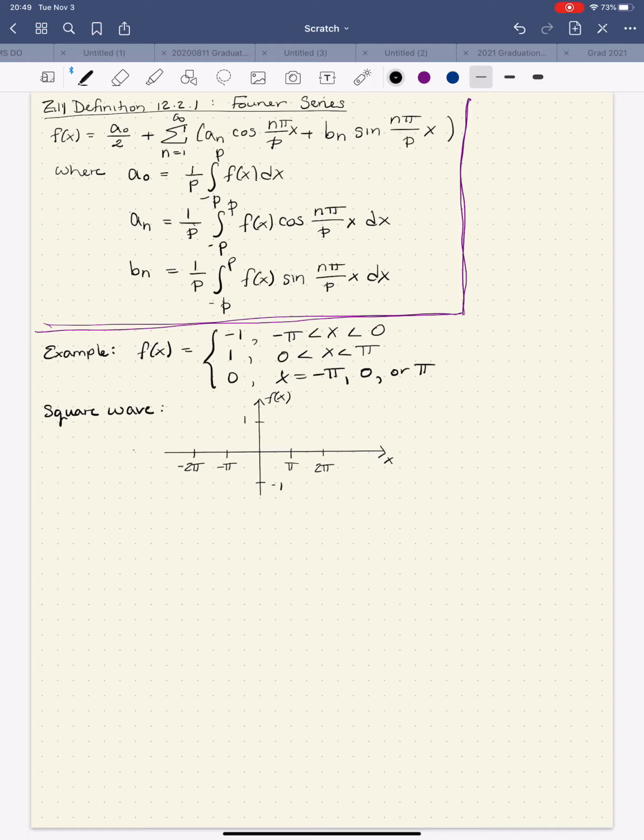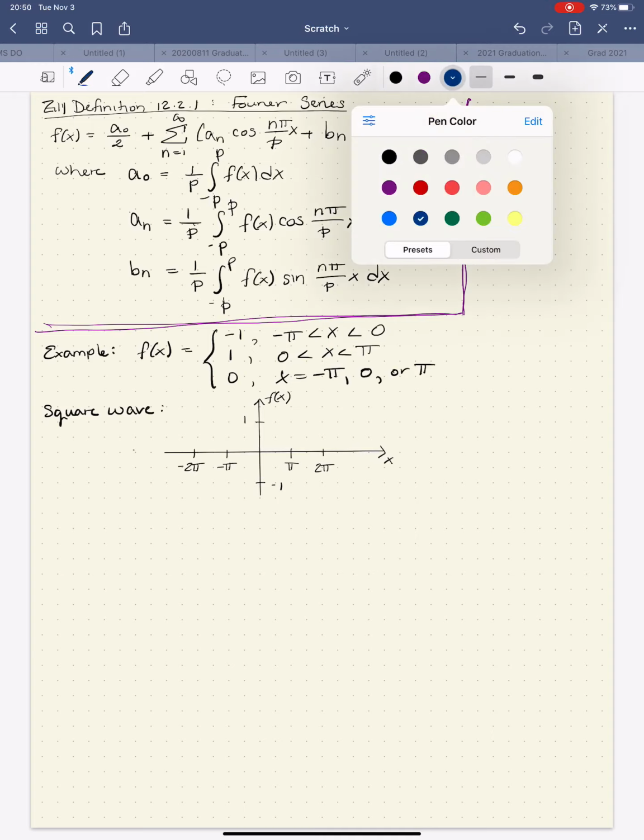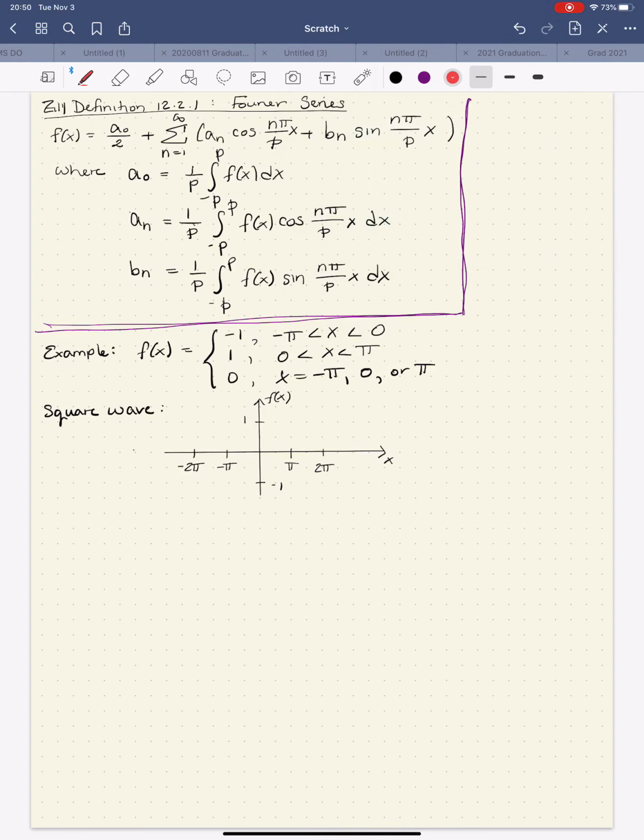f of x is equal to this piecewise function that equals -1 when x is between negative pi and 0, non-inclusive. f of x equals 1 when x is between 0 and pi, not inclusive. And f of x is equal to 0 when x is equal to negative pi, 0, or pi. So I'm just going to quickly draw what this looks like. Spoiler alert, it's a square wave.